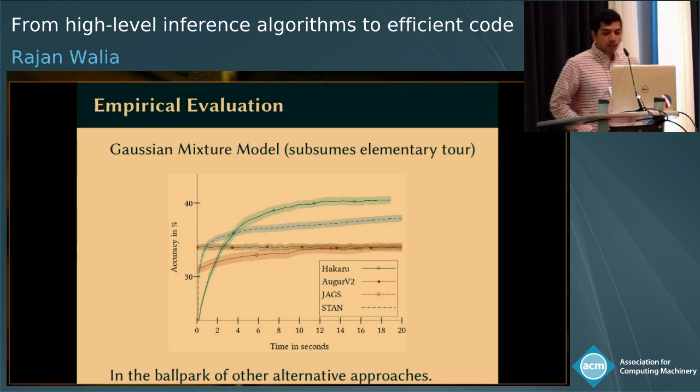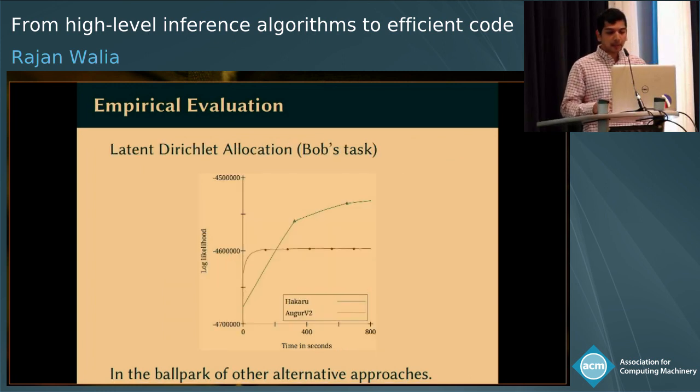So let's look at how we perform against other languages. Because there are no other probabilistic programming languages that do what we are trying to do, we only try to see that we are in the ballpark of other programming languages. So what I want you to get out of this is, even though we are doing a lot of things automatically where other people have done them by hand, we are still in the ballpark of the performance. And this is one of the problems that Bob solved. And here also we can see we are in the ballpark of other probabilistic programming languages.